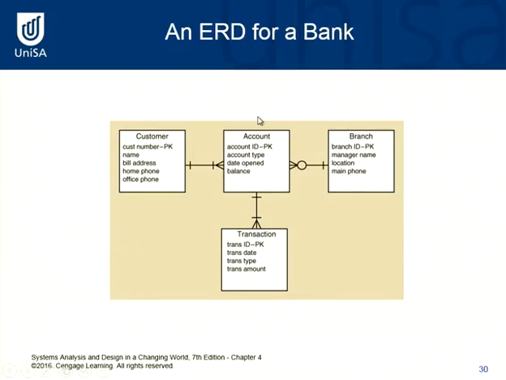Here we have another example, an entity relationship diagram for a bank, where we have a customer with an account, with a branch, with a transaction. And you can see that the customer and the account are linked. We can see that an account and a branch are linked, and we can see that an account and a transaction are linked. So account has 1 or more transactions. Here's one example of how to read that. A transaction is part of one account, or belongs to one account.